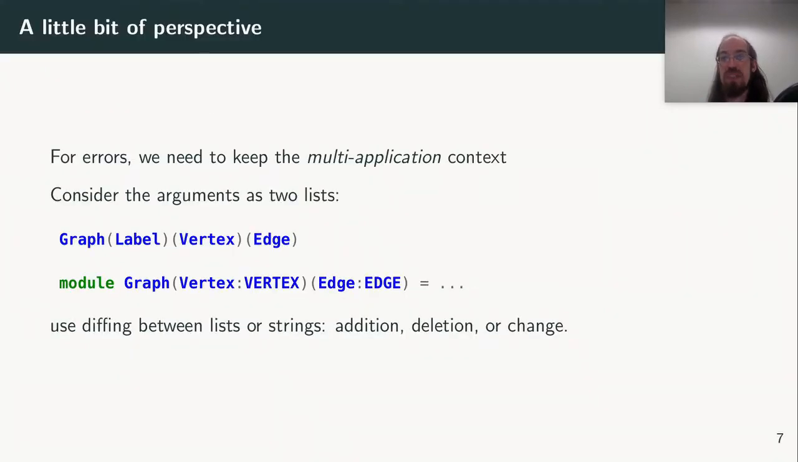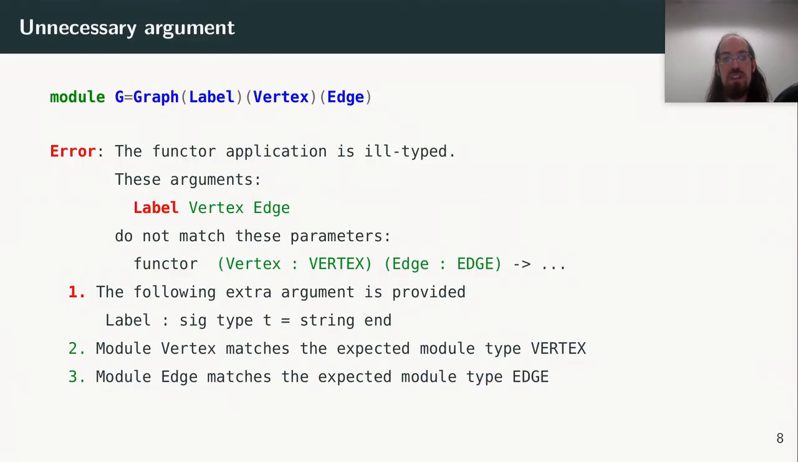So in order to get better error messages, we need some more perspective. We need to keep the context of the multiple application and consider the arguments as a list that we can match with the list of parameters defined in the functor definition. And once we have two lists, we can use a diffing algorithm to try to match them using addition, deletion, or change. Typically, using diffing, the errors that we get look like that.